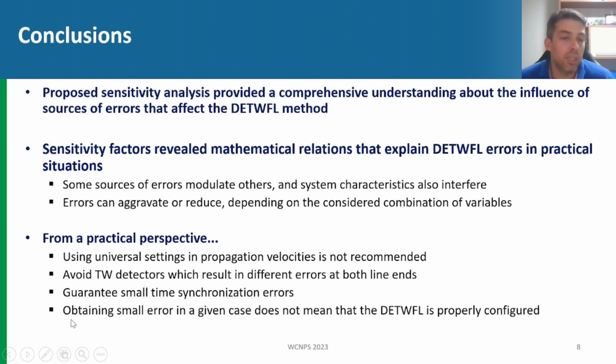And finally, we could see that depending on the combination, even when we consider errors in the settings and in the detections, there are some regions which present small errors. It depends on the combination. So obtaining small errors in a given case does not mean that the traveling wave method using the double-ended approach is properly configured. So we recommend to take care about these questions and not to believe that your algorithm is properly configured if you have a good result in a particular case.